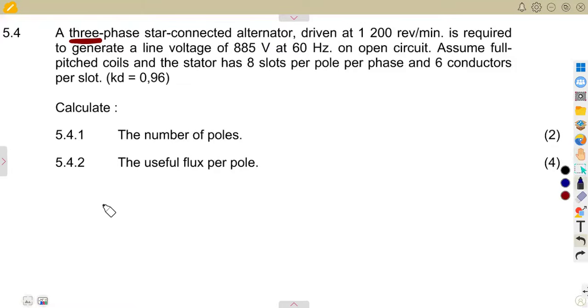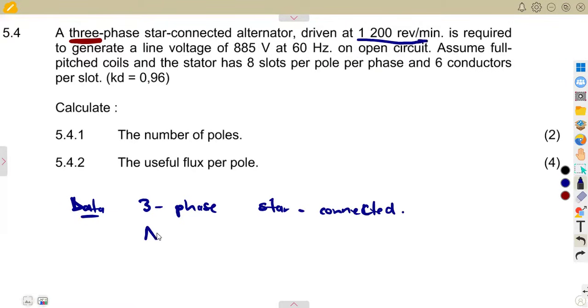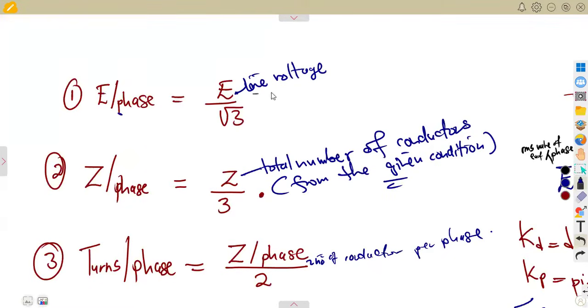All right, so this is a 3-phase. So we are given this here, a 3-phase star connected alternator driven at the speed of 1,200 revs per minute, is required to generate a line voltage.